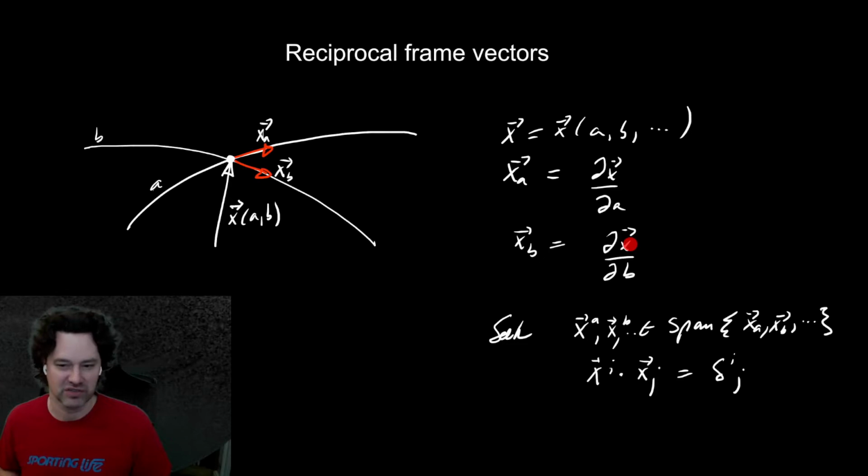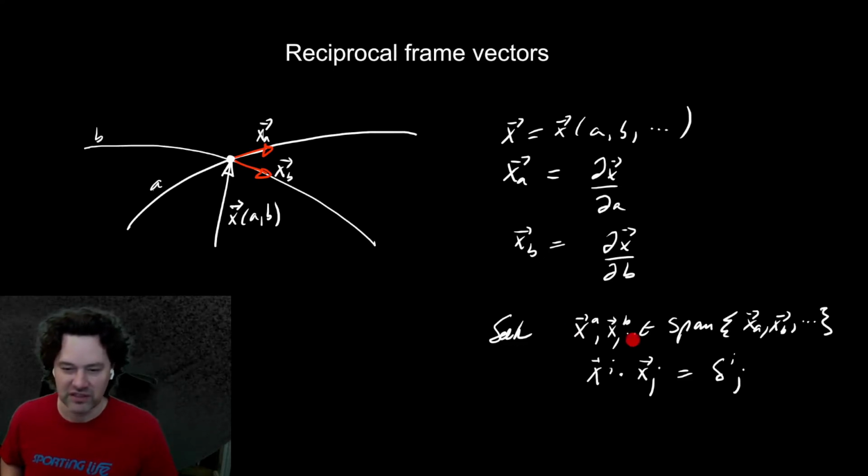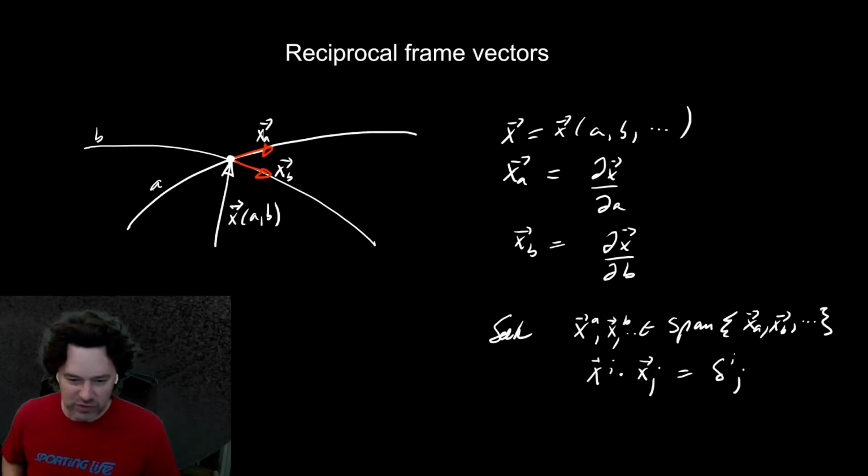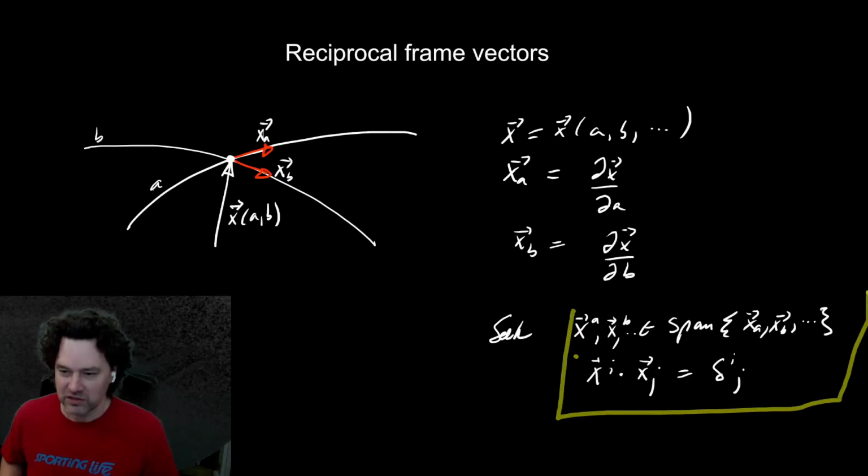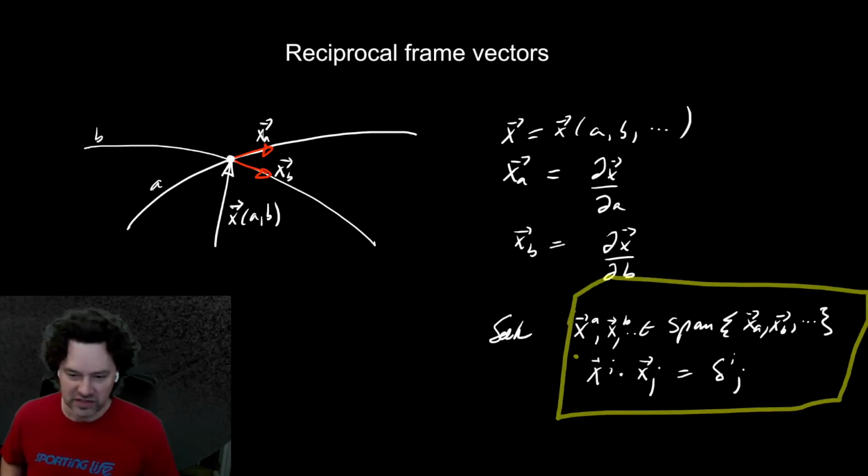And the problem that we want to solve today is how to find the reciprocal frame vectors. Those are the vectors x upper A, x upper B, and so forth, that are all within the span of our tangent space that satisfy this particular condition. This is the reciprocal frame vector condition. So these x upper i's that satisfy these relationships, those are our reciprocal frame vectors.